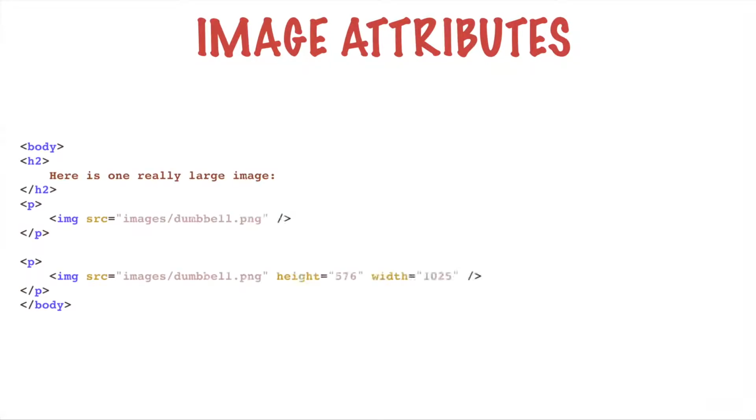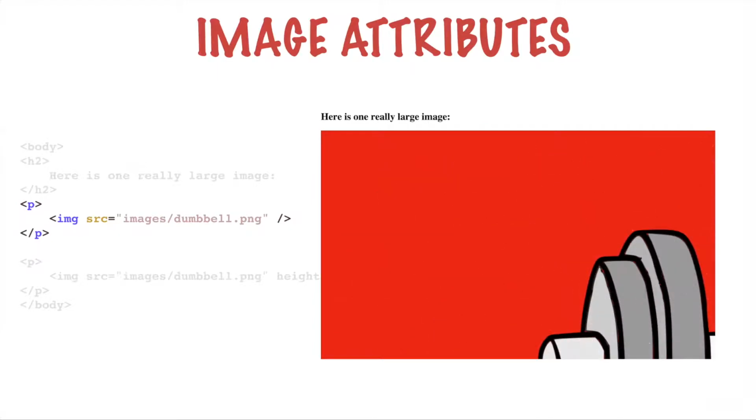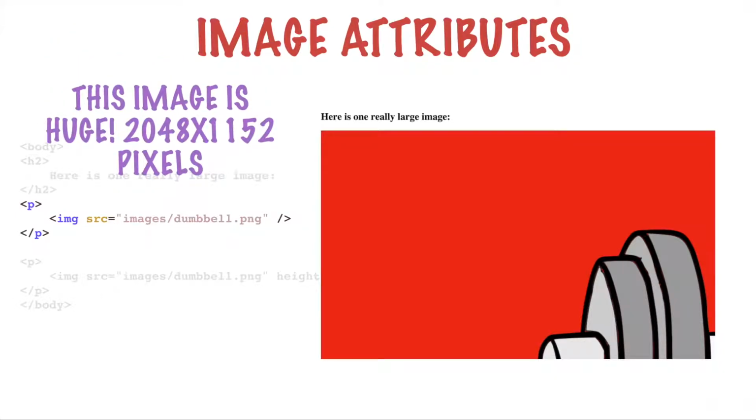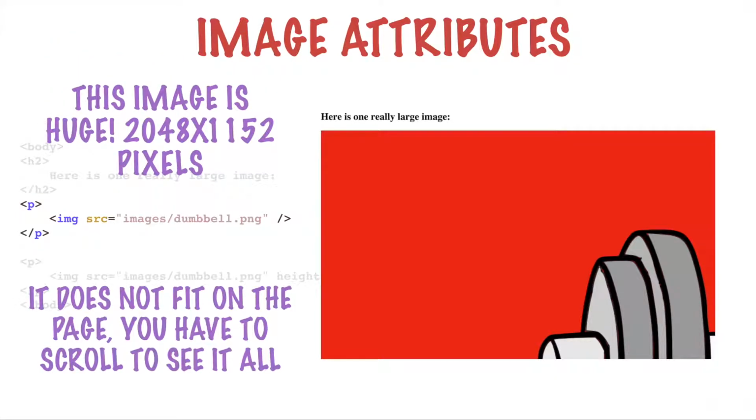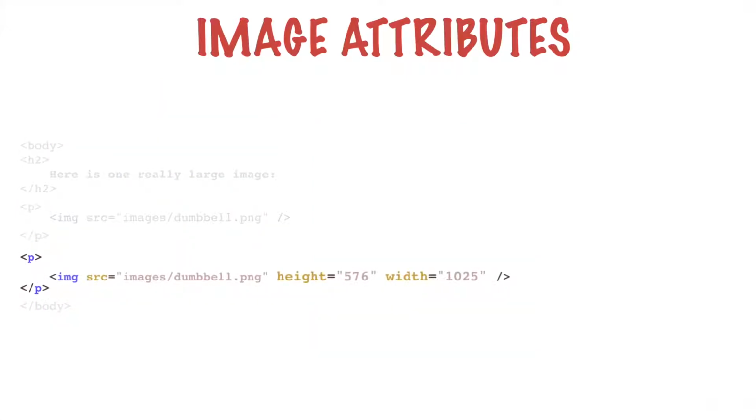Let's first talk about the width and height attributes of the image tag. Let's say we do not specify a height or a width for our image tag. By default, the image is going to be displayed with the size or the resolution that the server served it up with. In this example that you can see on screen now, we have an enormous image. It's 2048 by 1152 pixels. This image will not fit on the page at all. You'll have to scroll in order to see it.